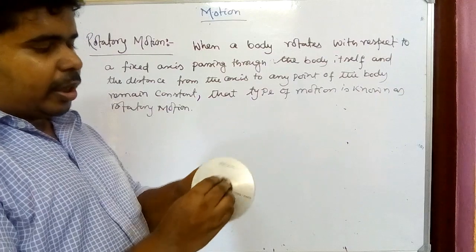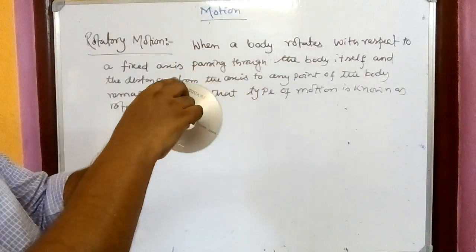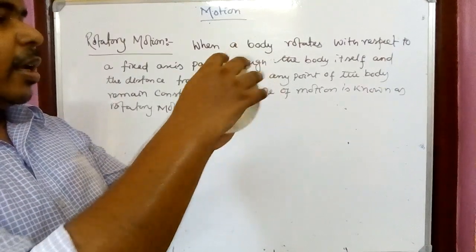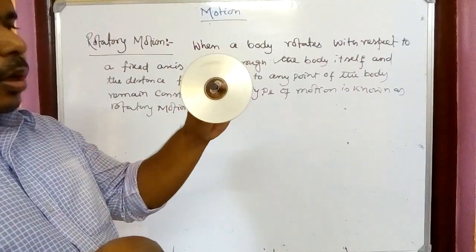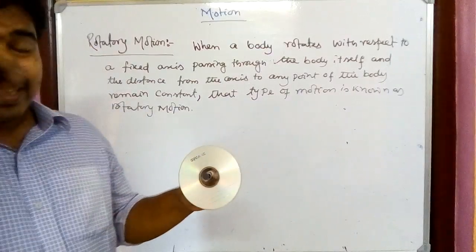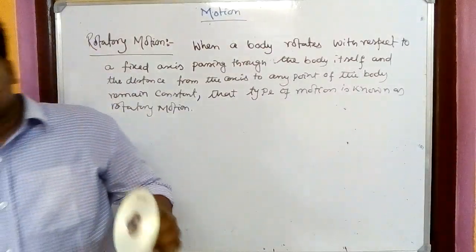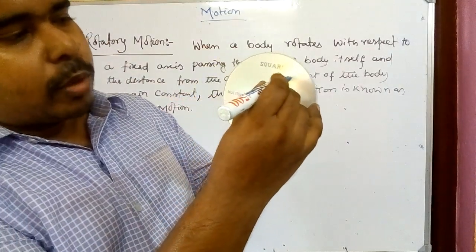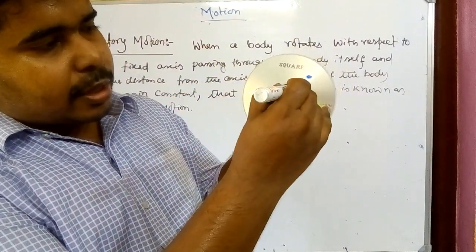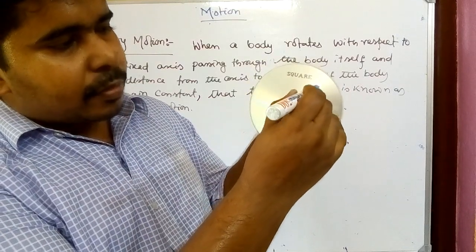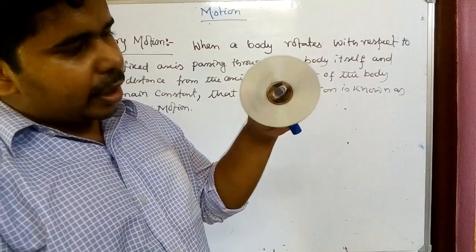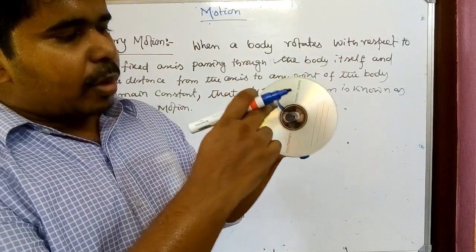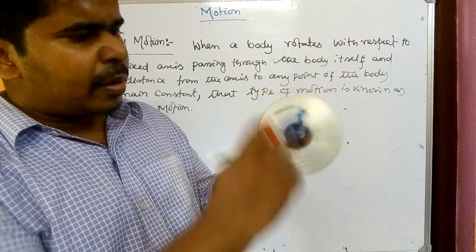Okay, when a body rotates with respect to a fixed axis, this is the fixed axis, this syringe, that passes through the body, that is a rotatory motion. And the second thing I have told, the distance from any point to the axis. So assume I have taken one point here. So this is the distance from the axis. So if I rotate, you see, the point is not changed. The distance from the point remains the same.